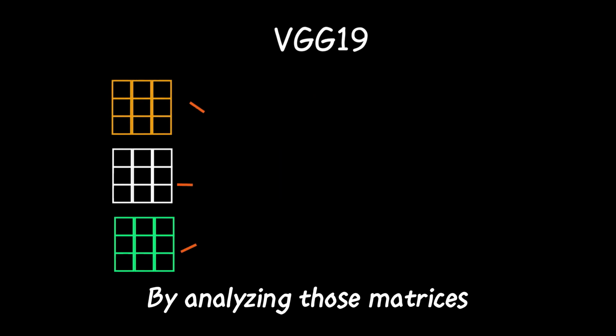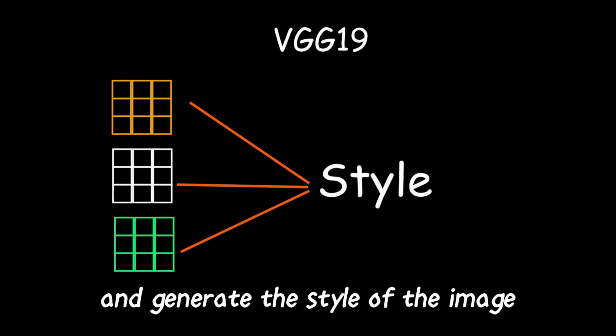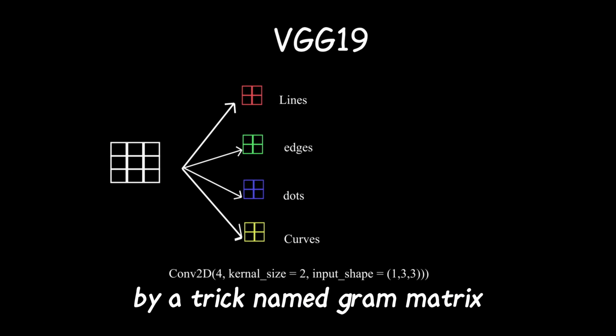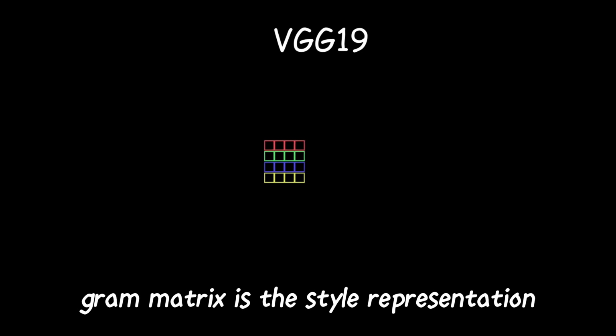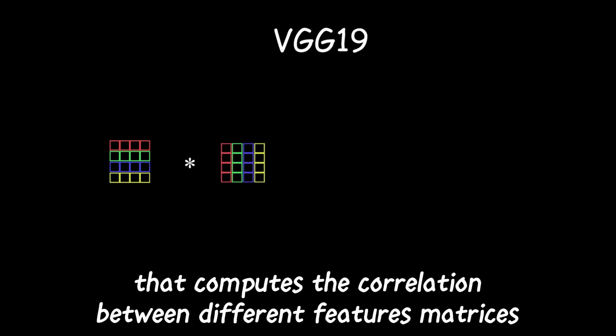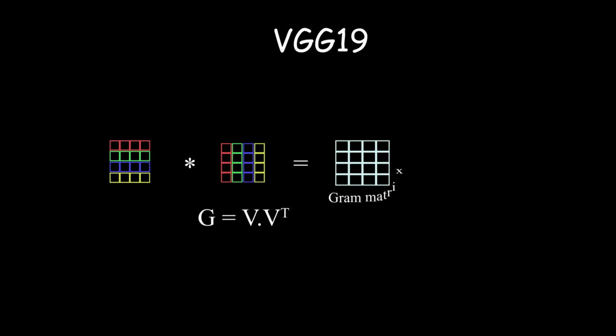By analyzing those matrices, the model can compose them and generate the style of the image by a trick named the gram matrix. To make a long story short, the gram matrix is the style representation that computes the correlation between different feature matrices, which helps to analyze the style of the images.